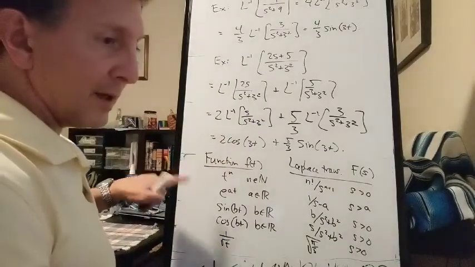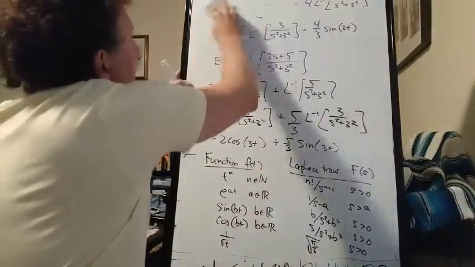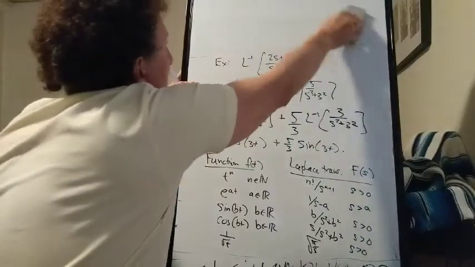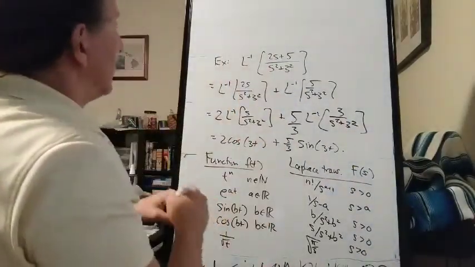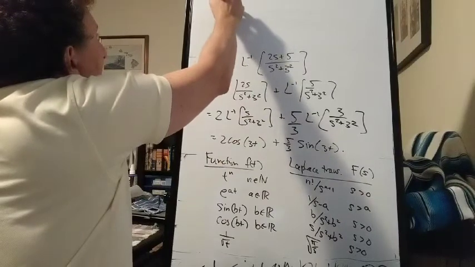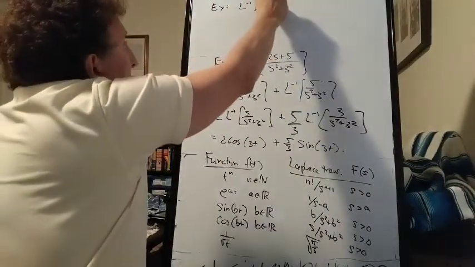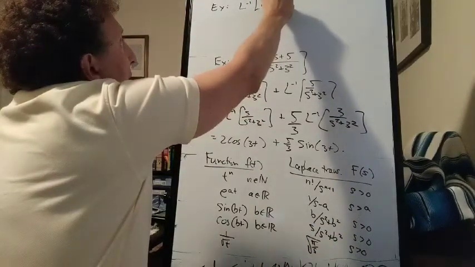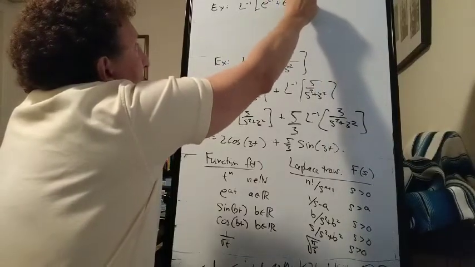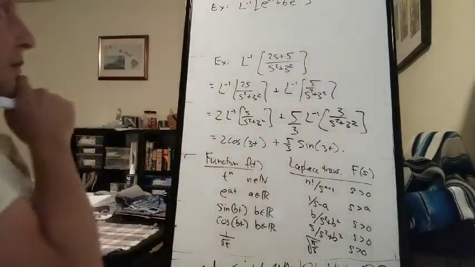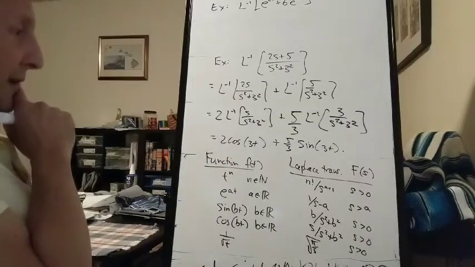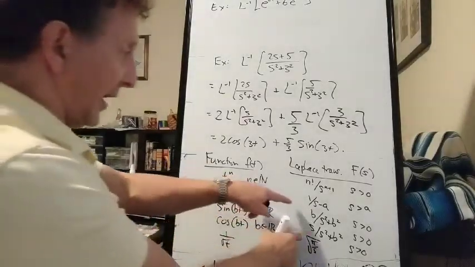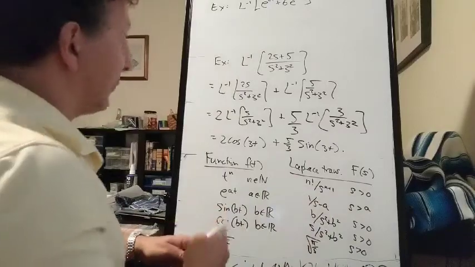All right, now we didn't do any exponentials yet. Let's do an exponential example. Let's take the inverse Laplace transform of e to the 2t plus 6 e to the 3t. Oh, actually I'm doing this wrong. I picked a function that's on this side. I wanted to pick 1 over s minus something.